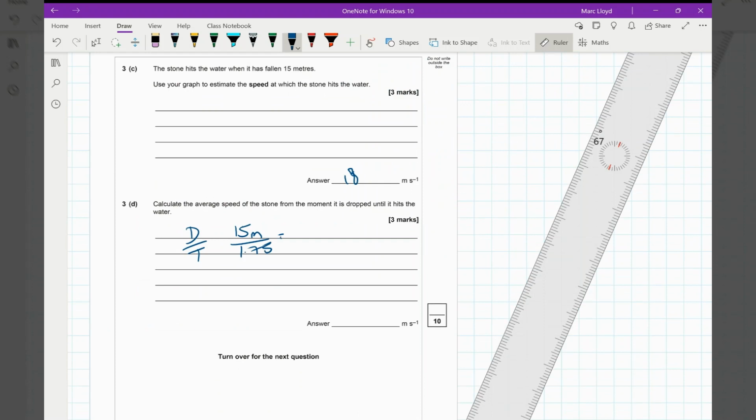1.75. So I'm going to come out of stats mode. 15 divided by 1.75 gives me 8.571428571. So I'm going to put 8.57, and the mark scheme is looking for an answer between 8 and 9 for your full marks. So there we go.